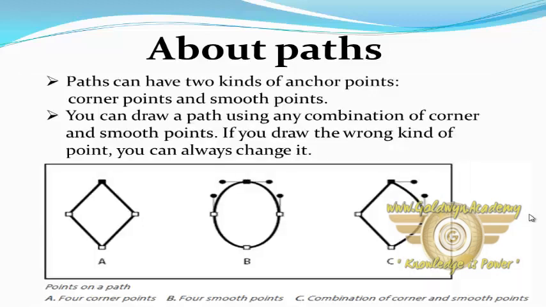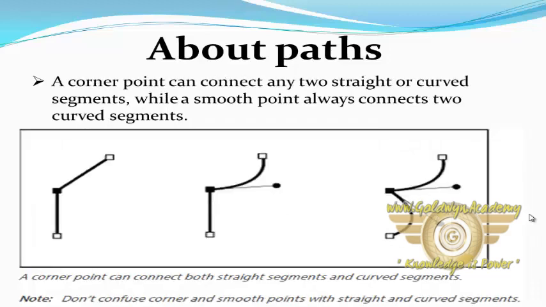Paths can have two kinds of anchor points, corner points and smooth points. You can draw a path using any combination of corner and smooth points. If you draw the wrong kind of point, you can always change it. This is an example of points on a path. A is four corner points, B is four smooth points, and C is a combination of corner and smooth points. A corner point can connect any two straight or curved segments, while a smooth point always connects two curved segments.